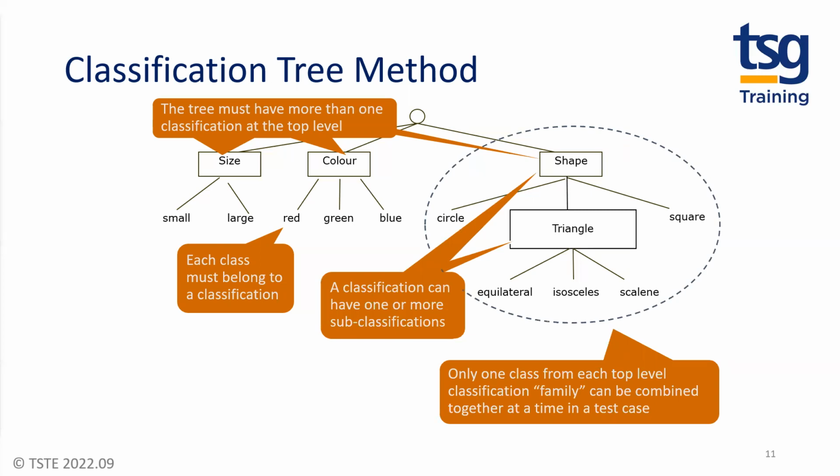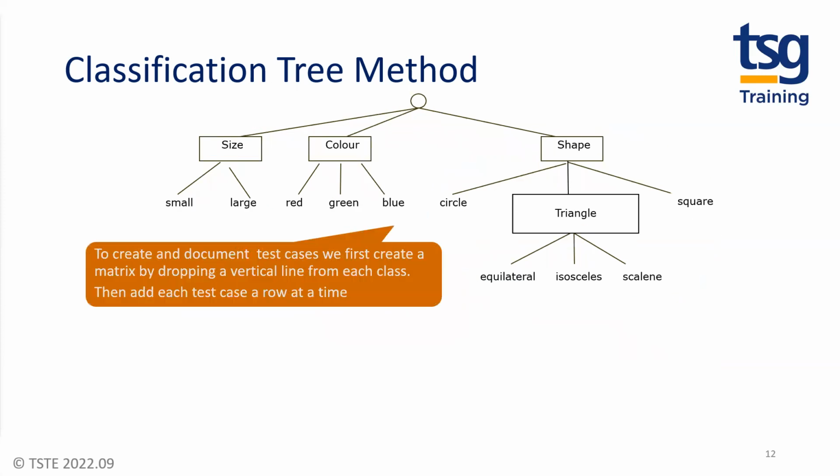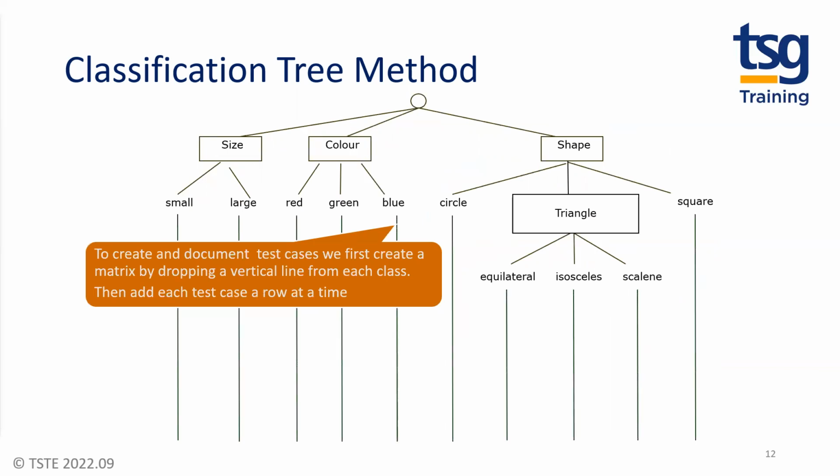So I'm going to show you now how we can do this combination. We can have one from size, a class from colour, and a class from shape. That will be one test. It's about the input analysis. So we're trying to create test cases. So we're going to create a matrix by dropping a vertical line from each class. And then we're going to add each test case a row at a time.